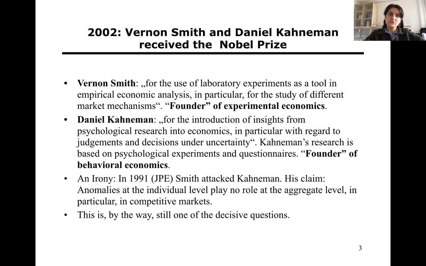How about Daniel Kahneman? In 2002, they got the Nobel Prize together. He got it for the introduction of insights from psychological research into economics, in particular with regard to judgments and decisions under uncertainty. Kahneman's research is based on psychological experiments and questionnaires. He is the founder of behavioral economics. We are going to come to the difference between experimental economics and behavioral economics soon.